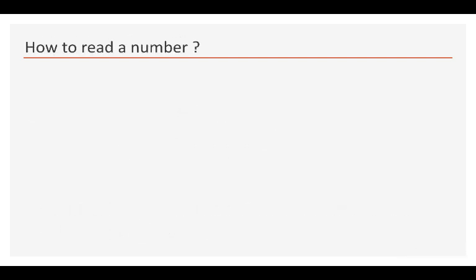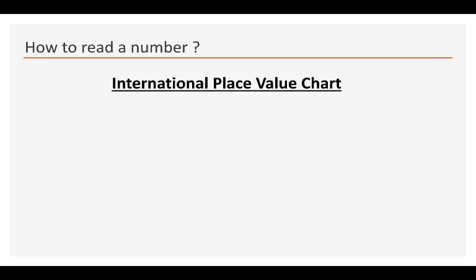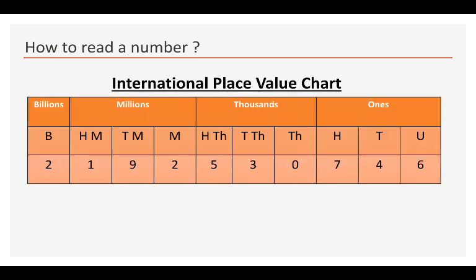Okay students, now I am going to tell you how to read a number. So just take a look at this international place value chart. A number is written in front of you. 2 is at the billions place. 1 comes at the 100 millions place. 9 comes at the 10 millions place. 2 comes at the millions place. The placement of 5 is 100,000. The placement of 3 is 10,000. The placement of 0 is 1000. 7 comes at the 100 place. 4 comes at the tens place and 6 comes at the units place.